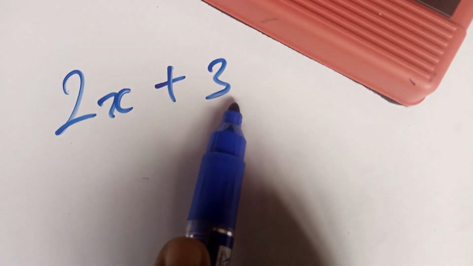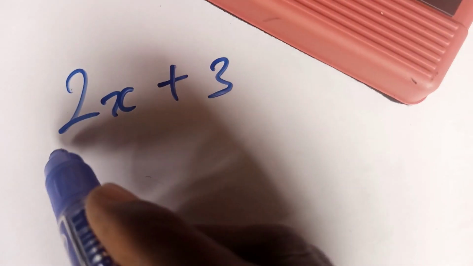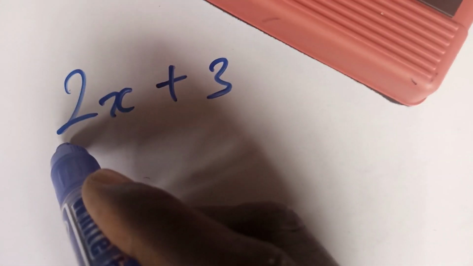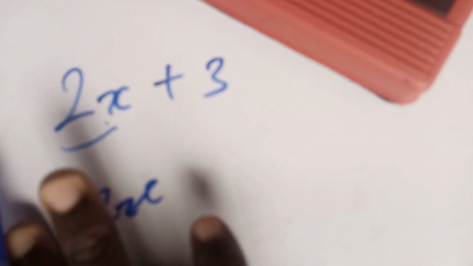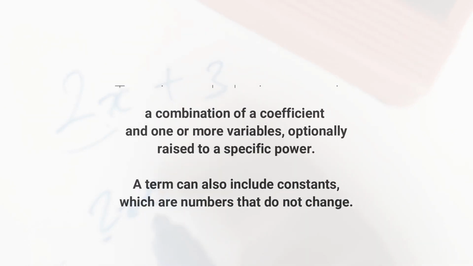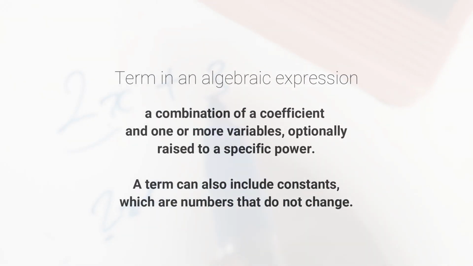Now here is an algebraic expression, which is the simplest one. So here we have terms. You understand? 2x is a term in an algebraic expression. In this algebraic expression here, we have two terms. And a term is a combination of a coefficient and one or more variables optionally raised to a specific power. A term can also include constants, which are numbers that do not change.